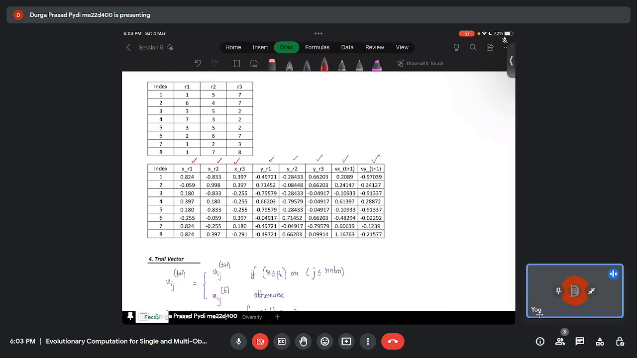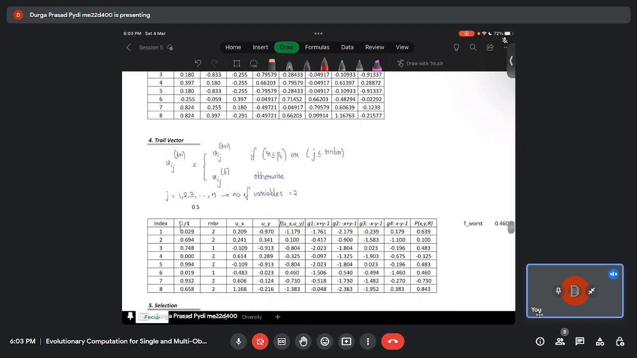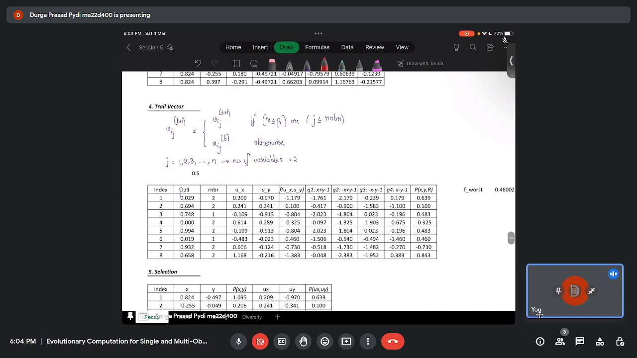After that, the next step is to get the trial vector. The trial vector also is a similar approach where you have a crossover probability. In this particular case, I'm considering a crossover rate of 0.5. And here it is a 2-dimensional problem. The previous example which we considered is a 1-dimensional case. Now we have 2 variables. So we use the same formula.